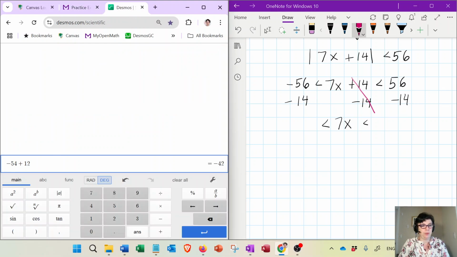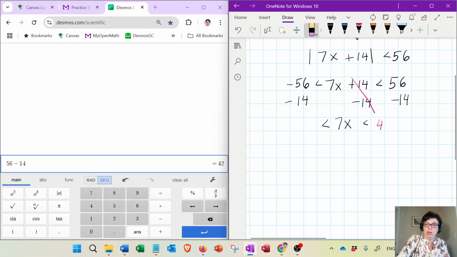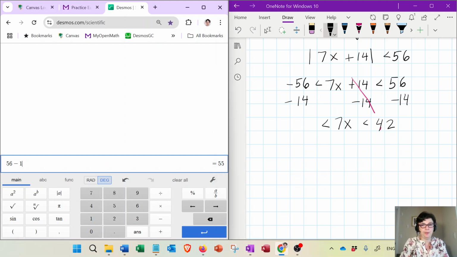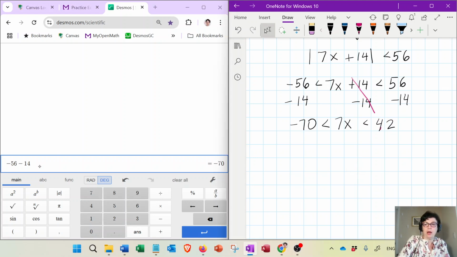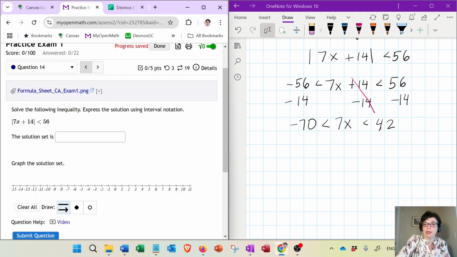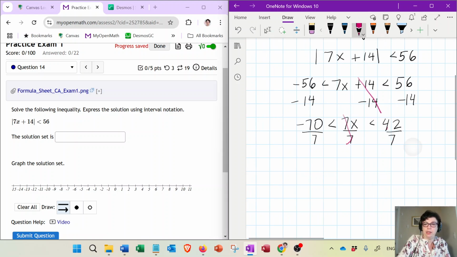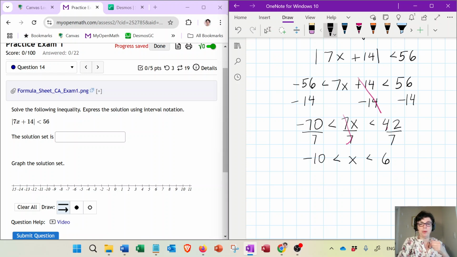Now, if you want to just compute this, what is 56 minus 14? That's 42. Okay, so compute that. And then negative 56 minus 14, that's negative 70. Now the last step is to divide both sides, or actually all sides, by 7. And because we're dividing by a positive number, nothing is going to change. So negative 70 divided by 7, that's negative 10. And then 42 divided by 7, that's 6. So this is my inequality.